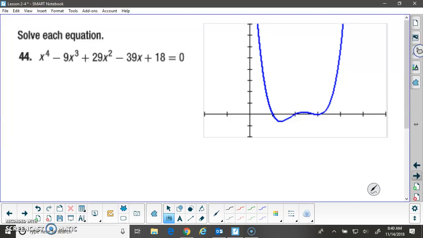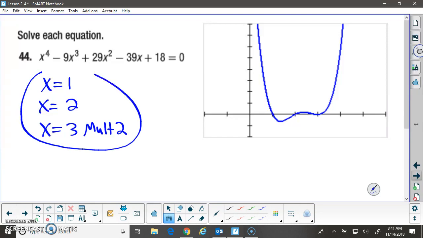Last problem here. If you're given an equation like number 44, and it's in standard form, not in a factored form, and it says to solve, what you need to do is you need to graph it. And then once you graph it, you can identify the zeros, and those are the solutions. So in this problem, we got +1, we got +2, and we got +3, and that is multiplicity 2. Because it doesn't cross at 3, it just touches. So we take a graphical approach to solving these problems.